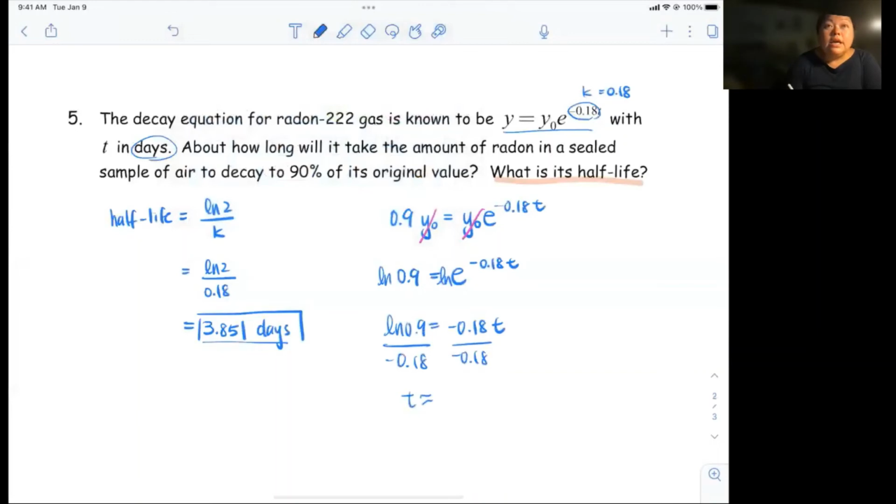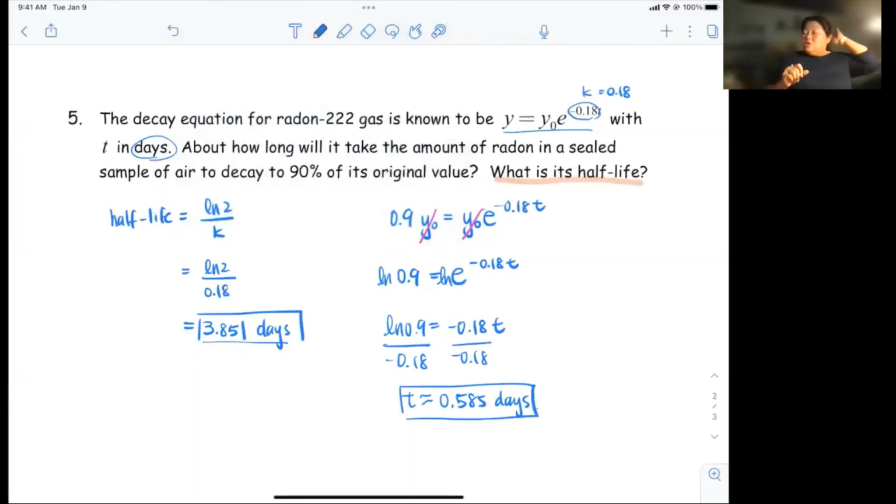How much time will it take? About 0.585 days. So about half a day, right? Because it takes about 4 days to get it to half-life. So if I don't want half, I want 90% of what I have now, it's just going to take a lot less than that. It's going to be about half a day, a little more than half a day.